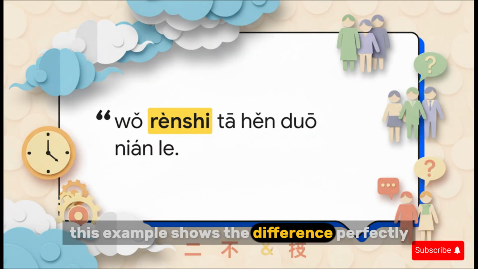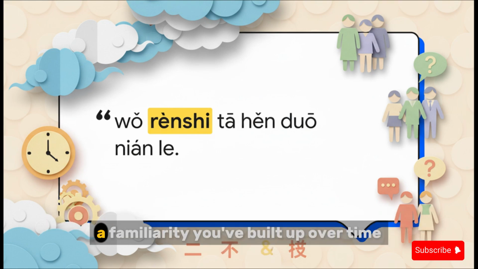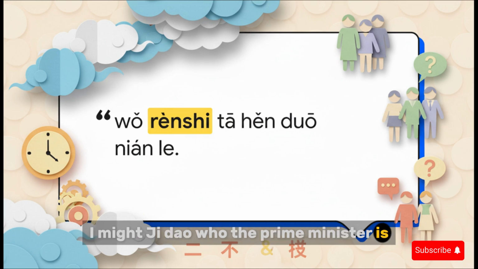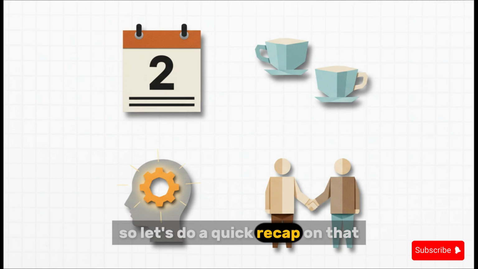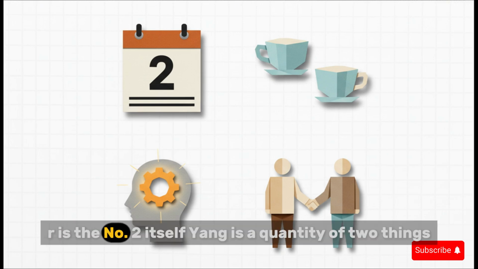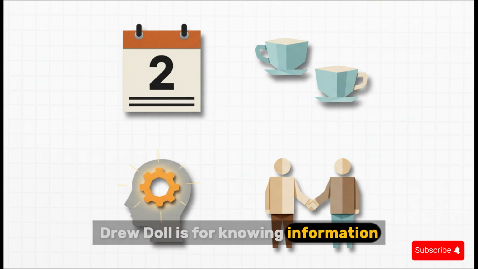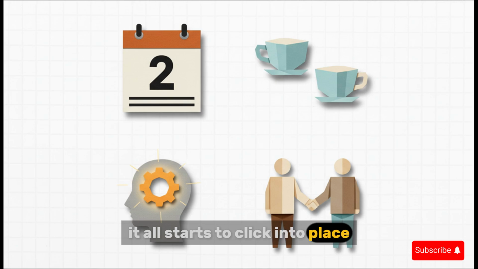This example shows the difference perfectly. Here we're talking about being acquainted with a person, a familiarity you've built up over time. You 认识 a person. For example, I might 知道 who the prime minister is, but I definitely don't 认识 him personally. So let's do a quick recap on that. Liang is the number 2 itself. Liang is a quantity of 2 things. 知道 is for knowing information. And 认识 is for knowing people. Once you think about it that way, it all starts to click into place.